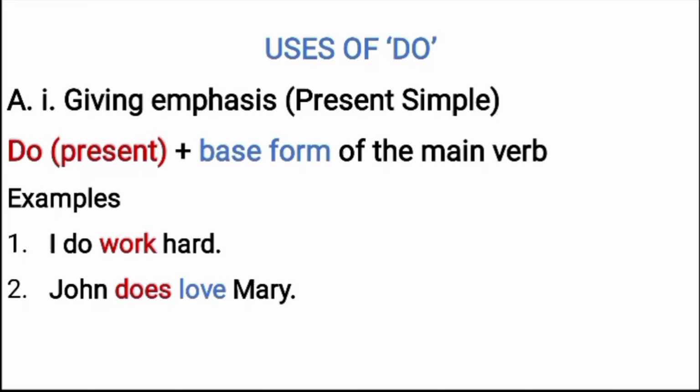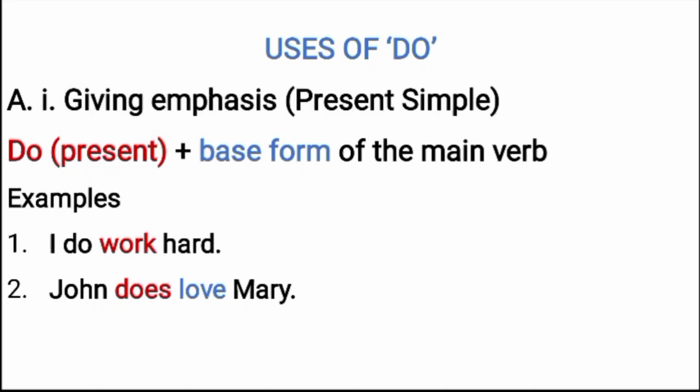Let's take the examples. 1. I do work hard. Do here simply gives emphasis to the main verb work, which is in its base form. Nothing has been added to it. We can also simply leave the sentence as I work hard. Here we are simply using the verb do to add more emphasis to the main verb work.